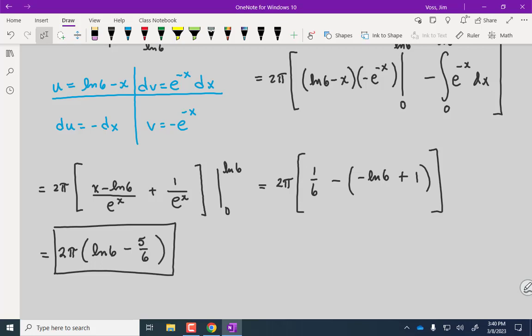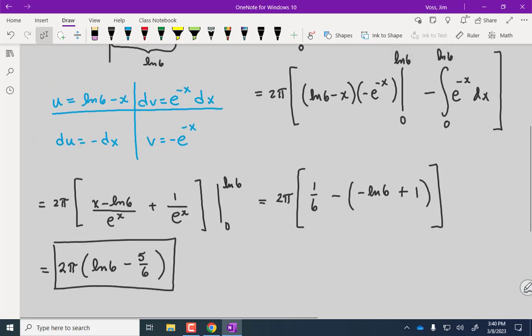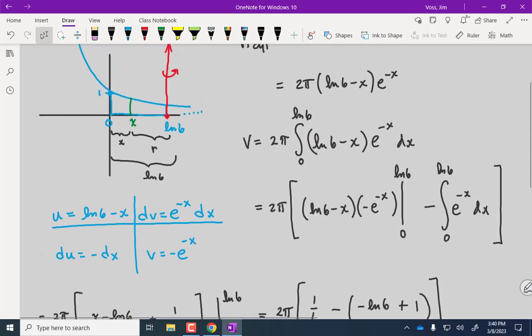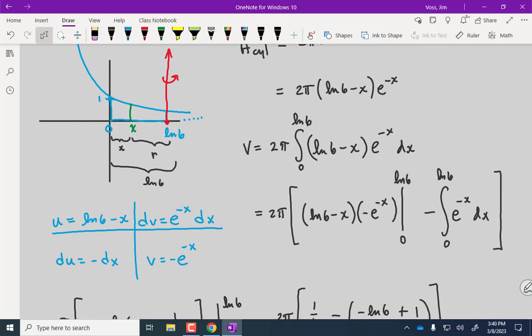Is that good? You just scroll up to your graph again. So that's going to be the volume of this little dish when that rotates around. It's going to form a little bowl-looking thing.